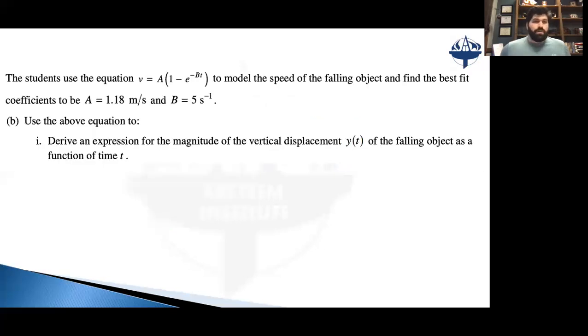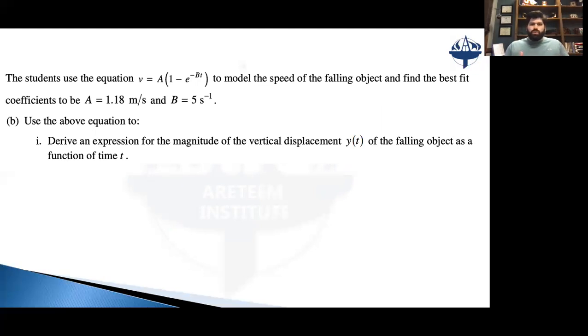So moving on to part B, we have this model now, v equals A times the quantity 1 minus e to the negative bt. And we're given coefficients for A and we're given b as well, so we have values for both of those. We want to derive an expression for the magnitude of the vertical displacement. So we have to ask ourselves, how does displacement relate to a speed versus time graph?